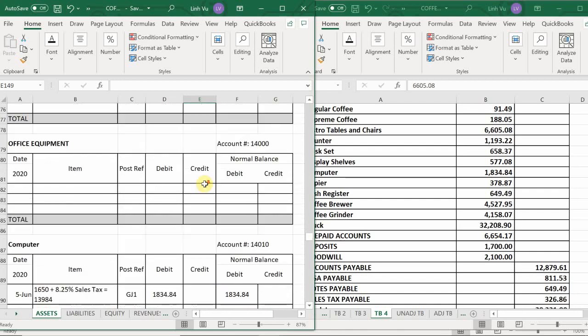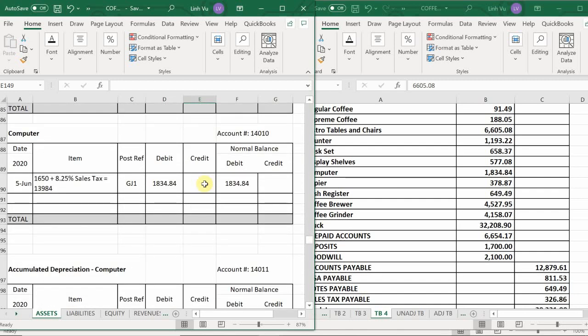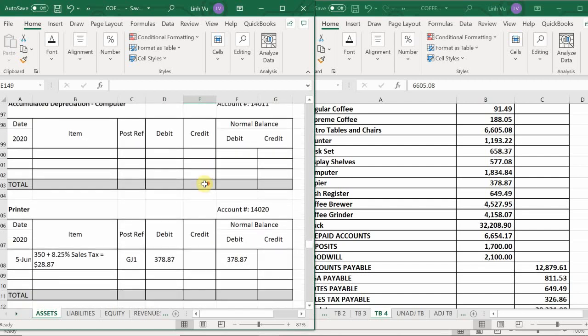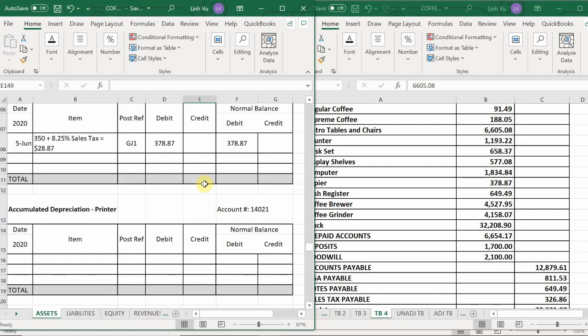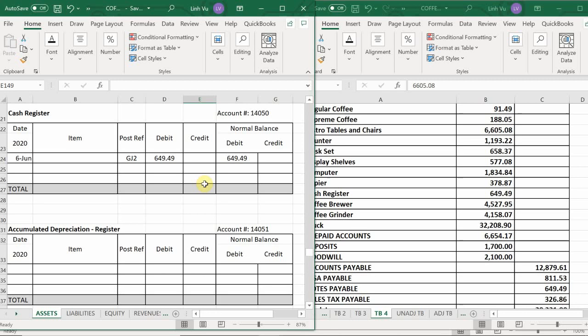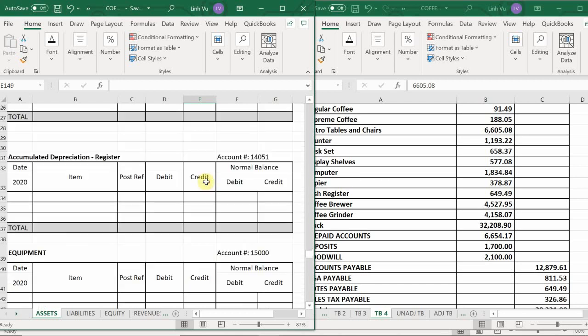Next, we're going to move on to office equipment, right? Computer, still at 1834.84. Printer, still at 578.87. Okay. Let's see what's next. The cash register, still 649.49. Okay.